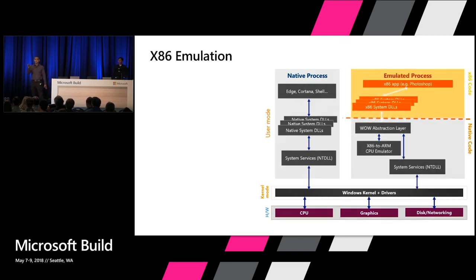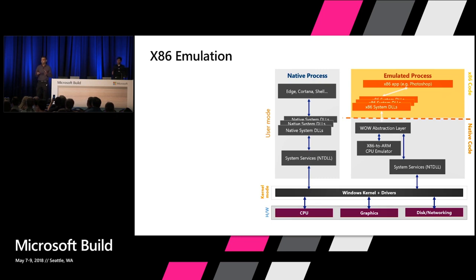Now, an emulated process kind of has two halves. It has a part that's depicted here in orange. This is the x86 binary, so something like Photoshop. And then you'll see there are also the system DLLs, the x86 versions, loaded in the application. And then underneath that, we have something called WOW, or the Windows on Windows layer. This serves two purposes. First, it allows the app to talk to the kernel and operating system. And the second part is a CPU emulator.